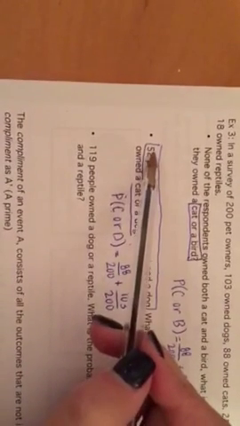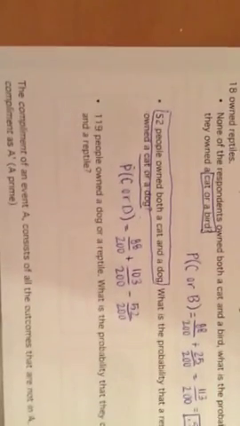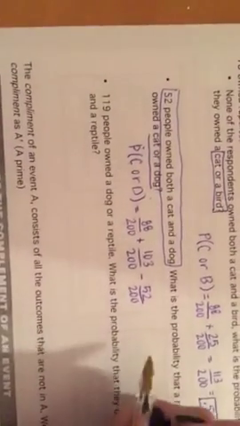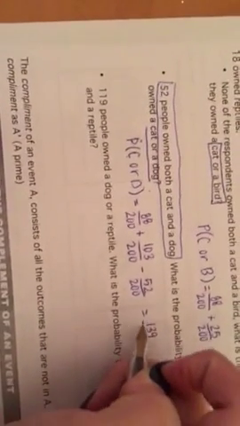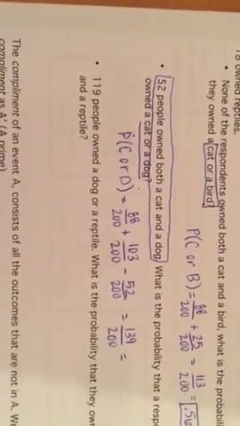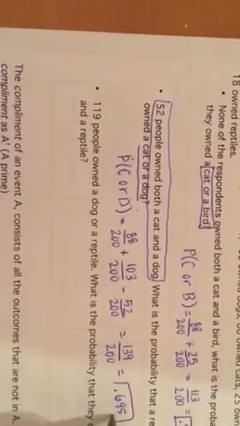Now I have this information that 52 owned both. Since 52 have both a cat and a dog, I want to subtract that probability, so 52 out of 200, from the other two added together. If we add up 88 plus 103 minus our 52, we get 139 out of the 200 people who owned a cat or a dog. If I divide it out, it's about 0.695. So almost 70%.